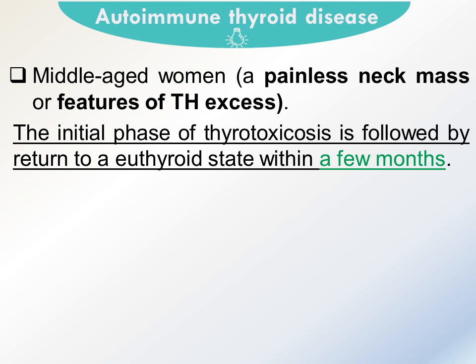The initial phase of thyrotoxicosis, which is likely to be secondary to thyroid tissue damage, is followed by return to a euthyroid state within a few months, except for possible mild symmetric enlargement. The thyroid appears normal on gross inspection.